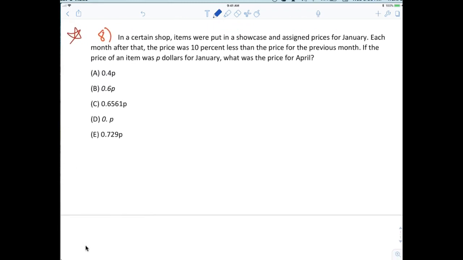All right. In a certain shop, items were put in a showcase and assigned prices for January. Each month after that, the price was 10% less than the price for the previous month. If the price of an item was $P in January, what will it be in April? Okay, so now this again is an excellent question. And again, some of you might find it a little harder without a calculator, but something certainly very important. All right, so think about it now.